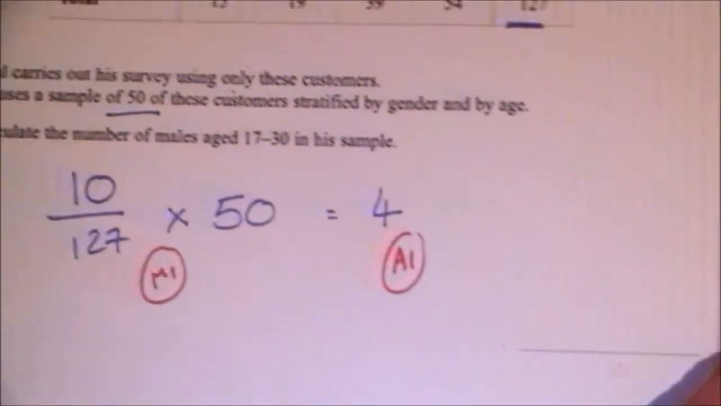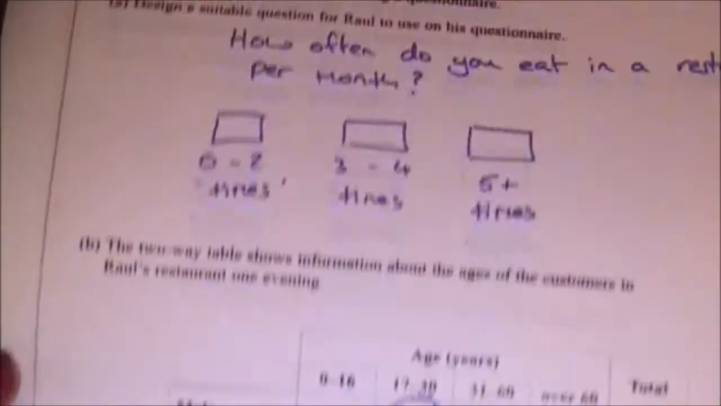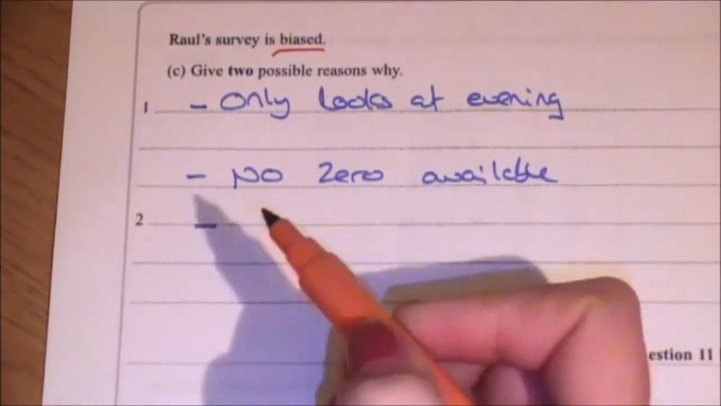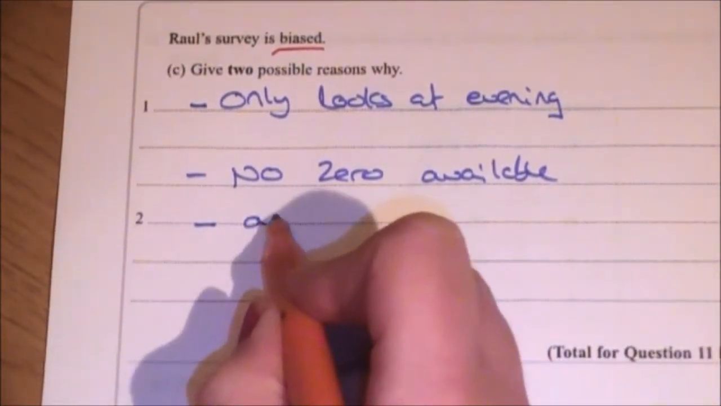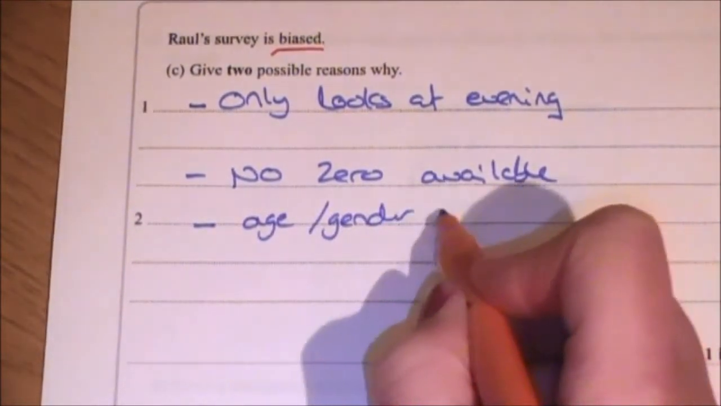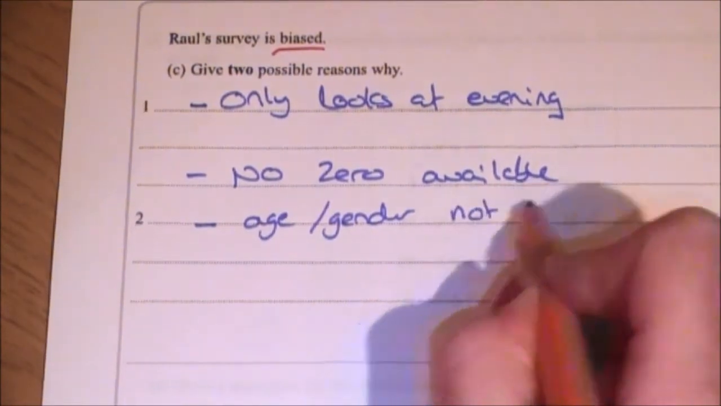If you look at that, then there's no option for zeros here. And finally, you can have the fact that age and gender might not be representative.